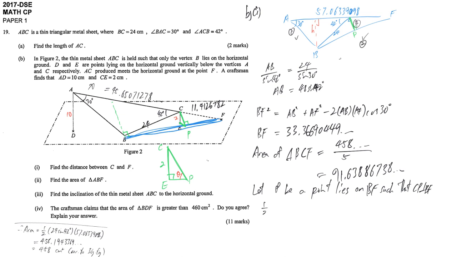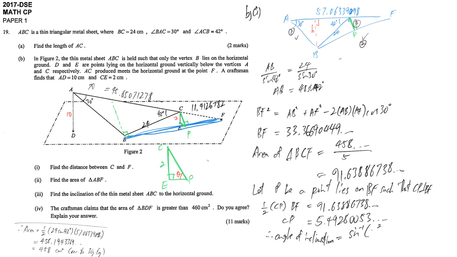So 1/2 CP times the BF. So finally, we just compare it with 2, and then we take shift sine. That's why our angle is equal to shift sine, and then opposite divided by hypotenuse. Is 21.4 degrees.